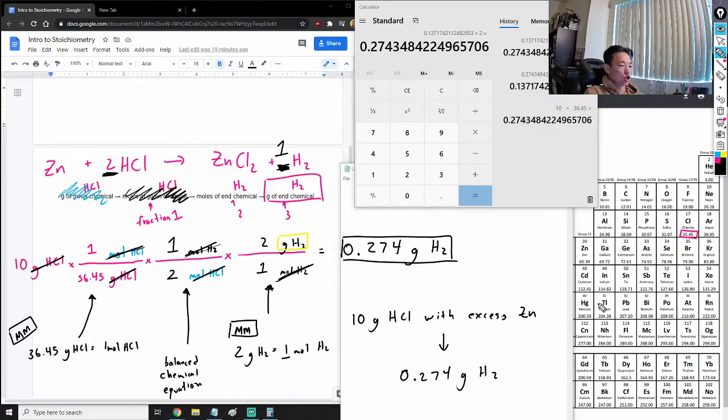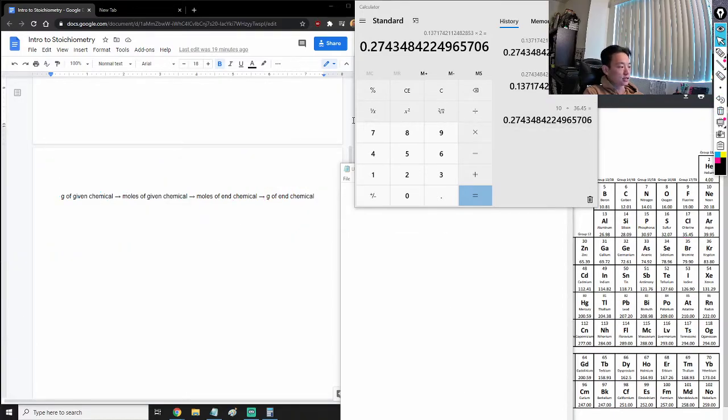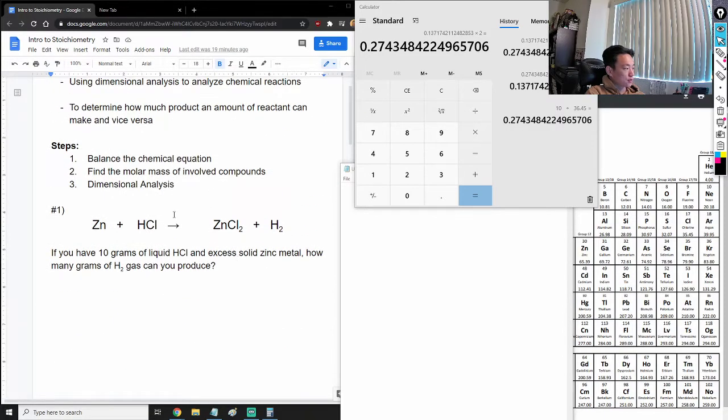Alright, so I know that was a lot of work. It's very complicated, but the more you do it, the easier it will get. So I'm going to go over another problem, a stoichiometry problem. But guys, just remember these 3 steps. The 3 steps are to balance, to find the molar mass, and to do dimensional analysis.